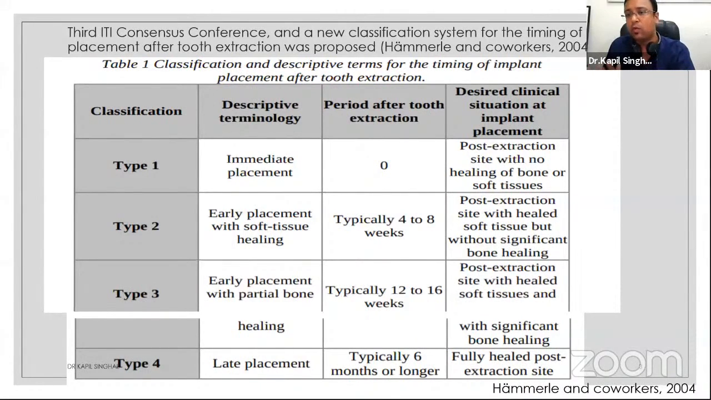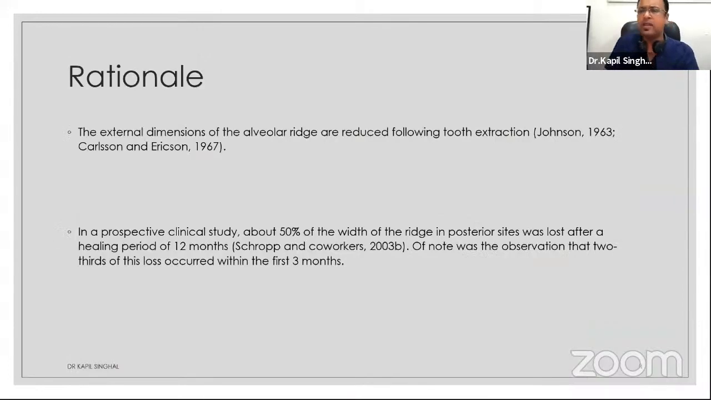And type 4 is when there is complete mature bone formation. You extract the tooth, wait for a period of 6 months or more, and then place the implant. So that is type 1, type 2, type 3, and type 4. My focus today, in my presentation, will be on type 1 implant placement. Now, what is the need for immediate implants?